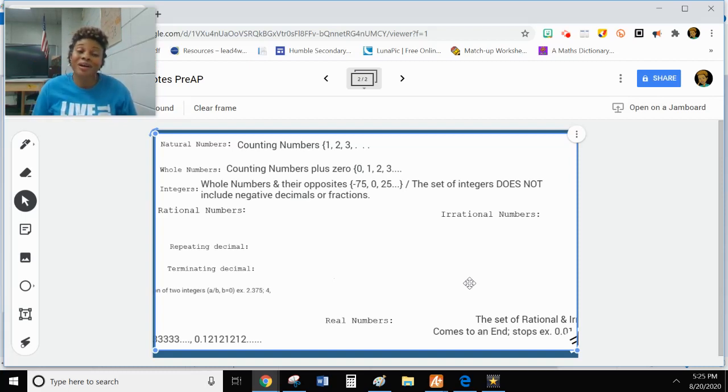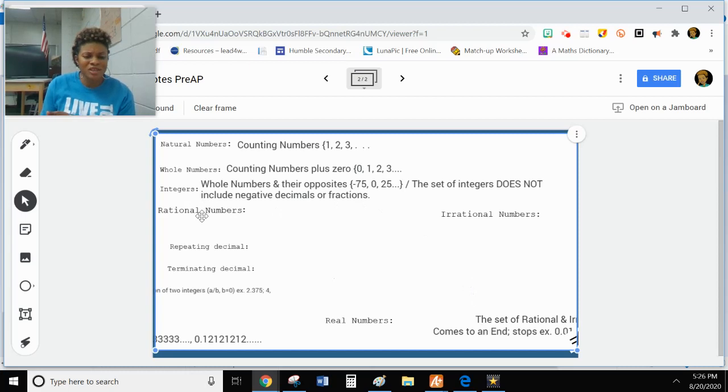So what an integer is not. The set of integers does not include negative decimals or negative fractions. Just because it's negative doesn't mean it's an integer. It has to be a negative whole number, okay? That is a common misconception that kids have, that it can be any negative number. It's not any negative number, it's a negative whole number, okay?